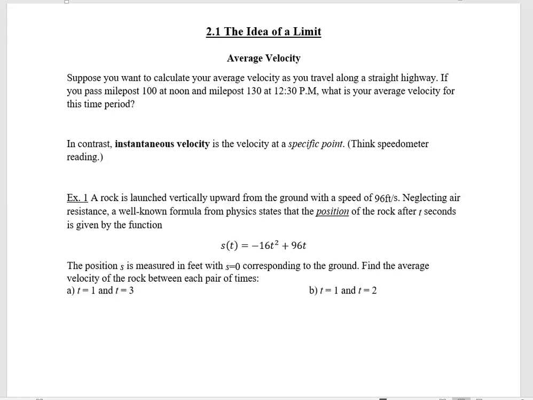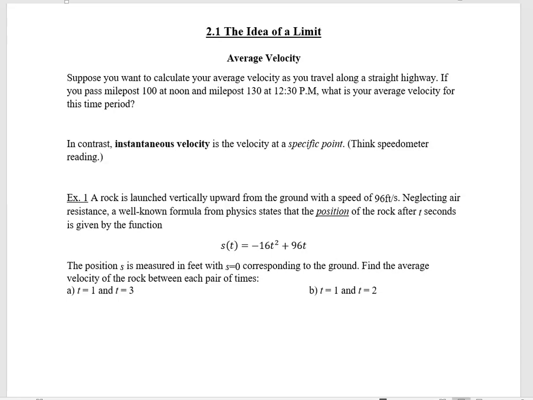So what I want to do is just get into this idea of what we mean by a limit with sort of a basic example. We're looking at an example using velocity. Suppose that you wanted to calculate your average velocity as you were to travel along a straight highway. If you were to pass milepost 100 at noon and then milepost 130 at 12:30 p.m., what is your average velocity for this time period?